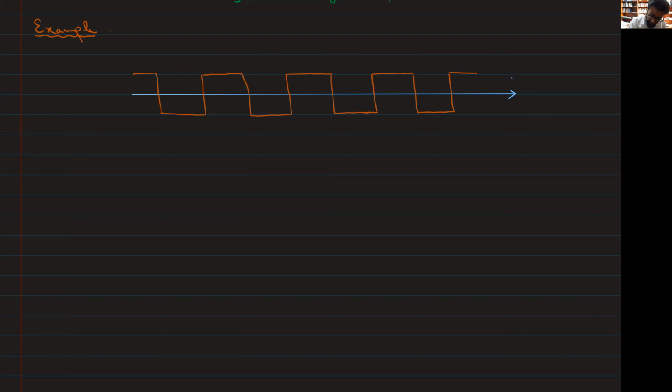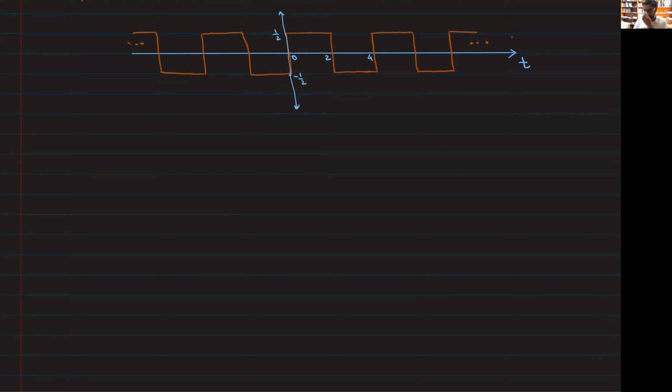And it goes on and on. Right, and this is the time axis t. This is time 0, and this is time 2, and this is time 4, and this height is half here and minus half here.